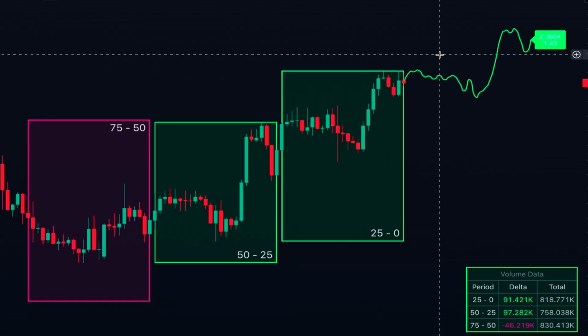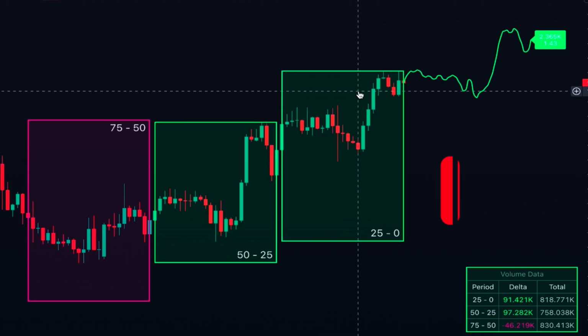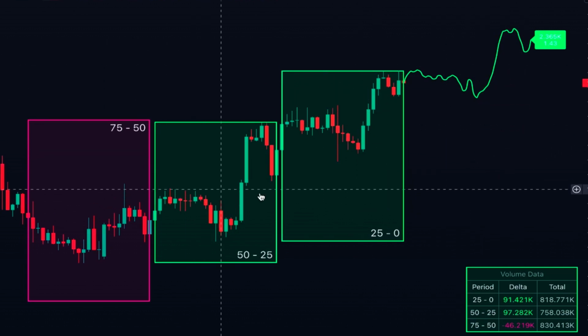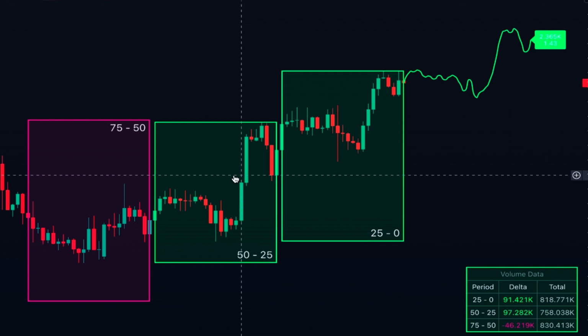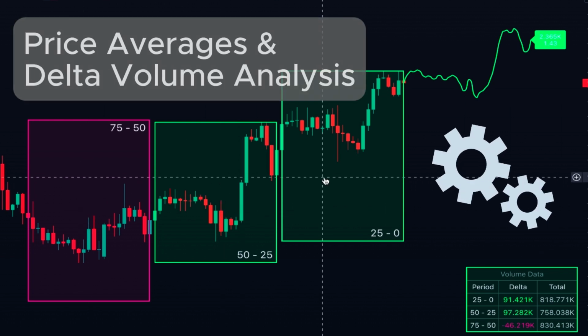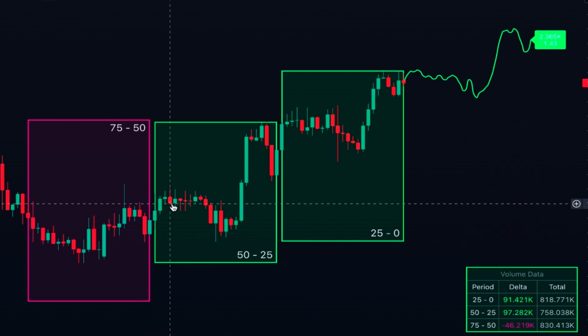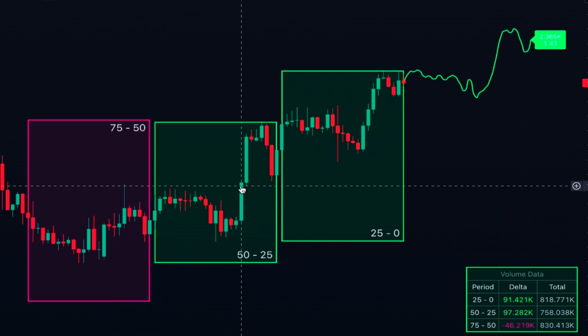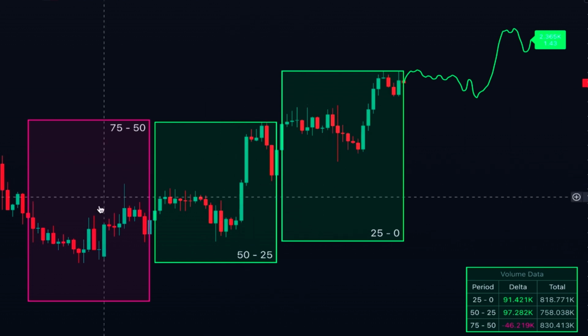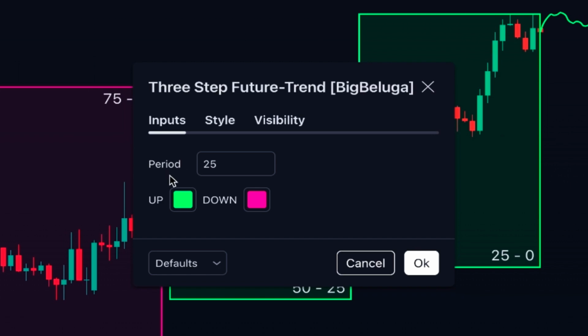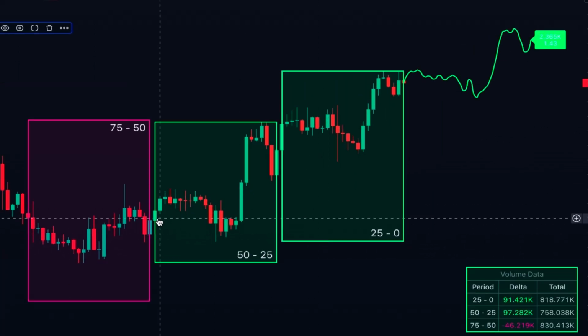Alright, as you can see, the indicator has been added to the chart with a projection of the future price action. This indicator uses historical price data from 3 consecutive periods, and then with the help of price average and delta volume analysis, it gives a prediction on potential future price direction. As you can see, 3 periods are marked on this chart, in which 2 of them are bullish and 1 of them bearish. In the settings of the indicator, you can see that the period is set at 25, which means that each of these boxes contains 25 candles.